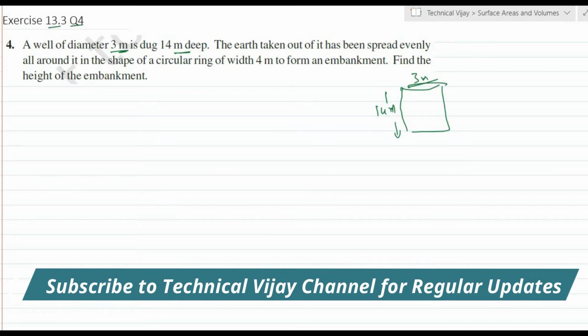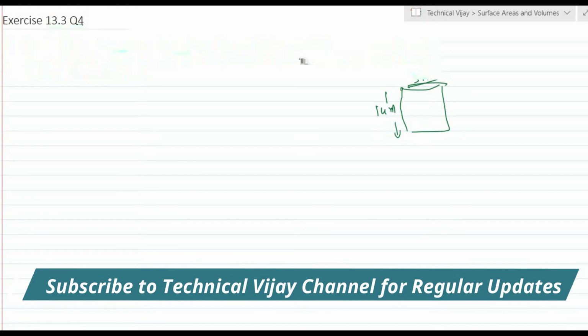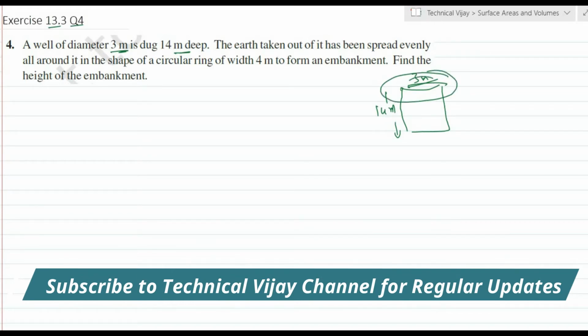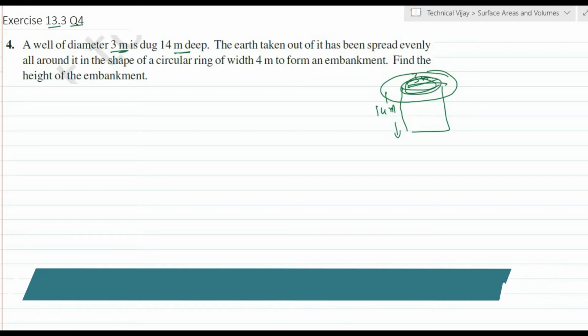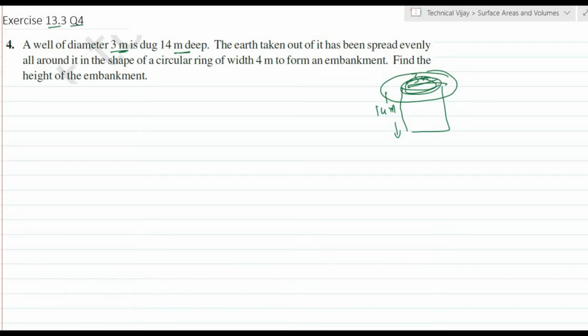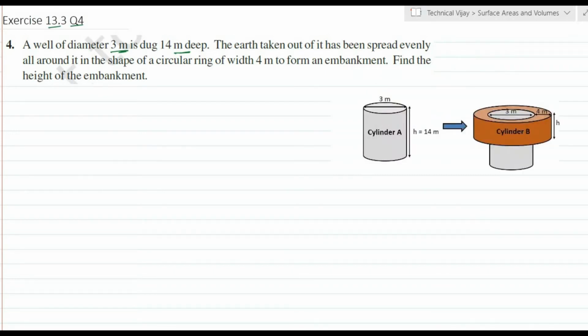It has been spread evenly all around it in the shape of a circular ring of width 4 meter, to form an embankment. So find the height of the embankment. Here this is the cylindrical well, and in this way the circular ring of width 4 meter. So this width is equal to 4 meter. I'll put a neat diagram here. This is the diagram: a well of diameter 3 meter, 14 meter deep. The earth has been taken out and spread like this evenly all around in the shape of a circular ring of width 4 meter.